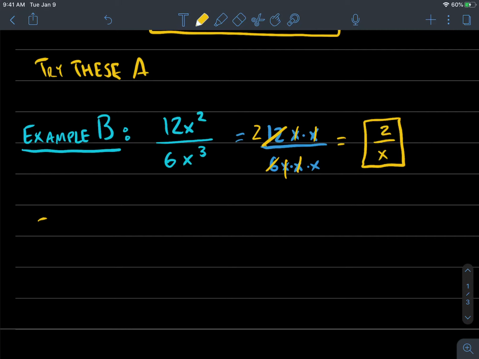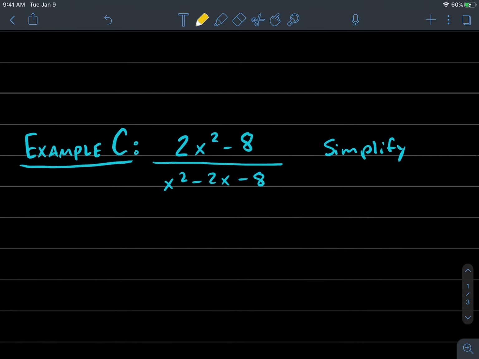And now you're going to want to try, and then we're going to go over to example C. You're going to try example B and C together, all right? We're going to simplify the following problem. Now, this one seems harder than it is. But first of all, what you want to do is factor the top and bottom. You're going to factor the top and factor the bottom.